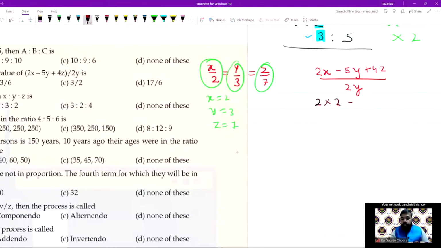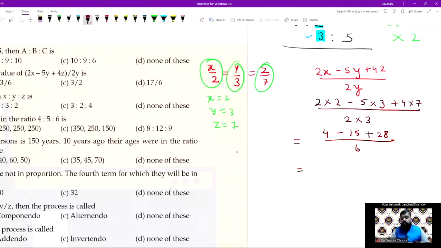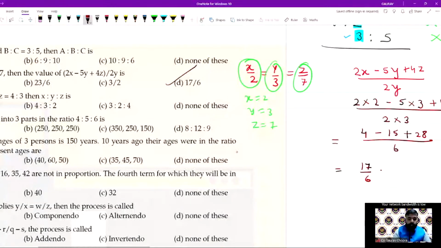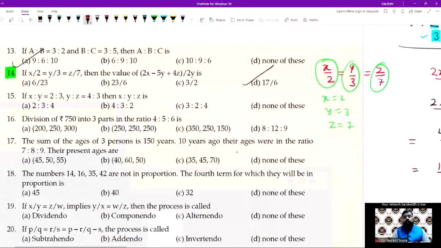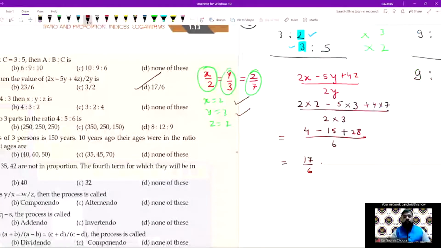So 2 into 2 minus 5 into 3 plus 4 into 7. In the denominator, we are getting 2 into 3. So 4 minus 15 plus 28 upon 6. So what are we getting? 32 minus 15, that is 17 upon 6. So 17 by 6 is the correct result. Yes, 17 by 6, option number D is correct. Everyone has given the answer. So what is the simple way to solve? Just substitute the values. In place of x we put 2, in y 3, and for z it is 7. And after substituting the values, we get the required result.